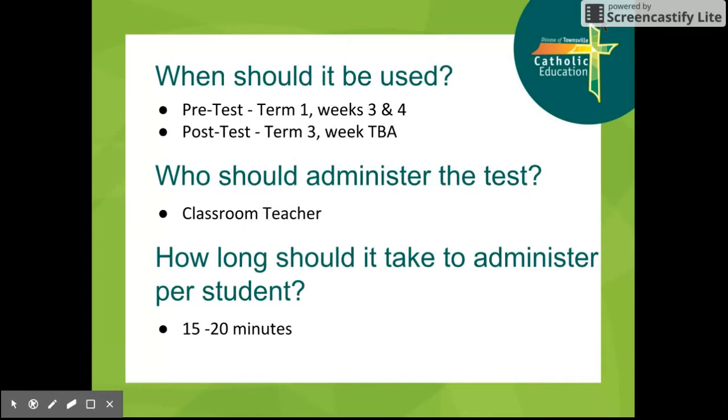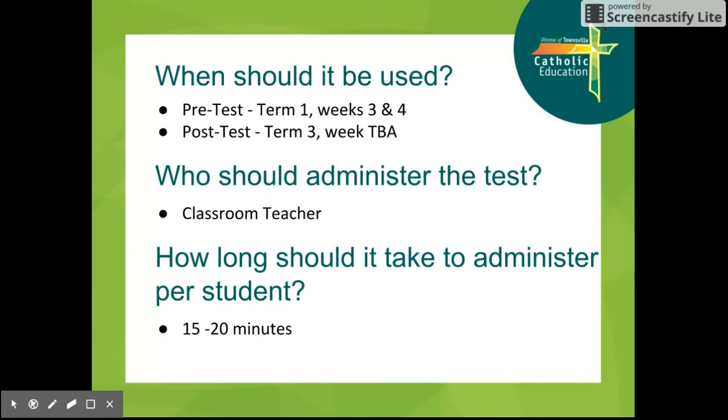So when should it be used? When should we look at administering the test? Well, we aim in term 1 to do the testing during weeks 3 and 4. In saying that, for prep students, being new to the school, that may be daunting. So it might be worthwhile starting the testing procedure with year 1 in week 3 and then going on to prep in week 4. The aim, remember, is to provide this meaningful data.